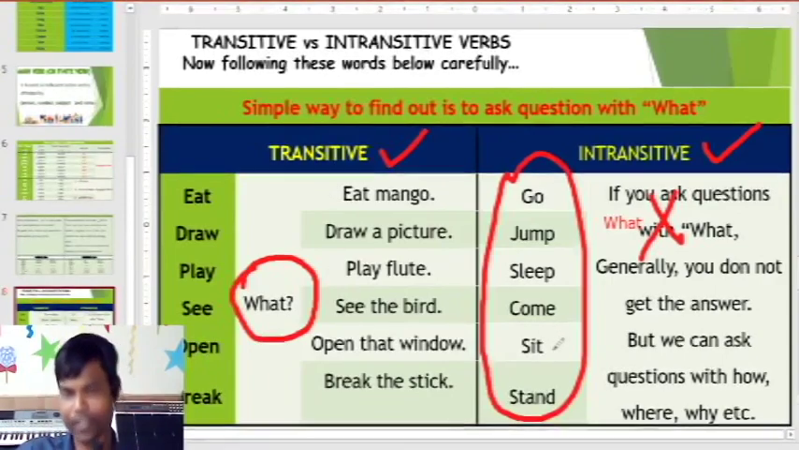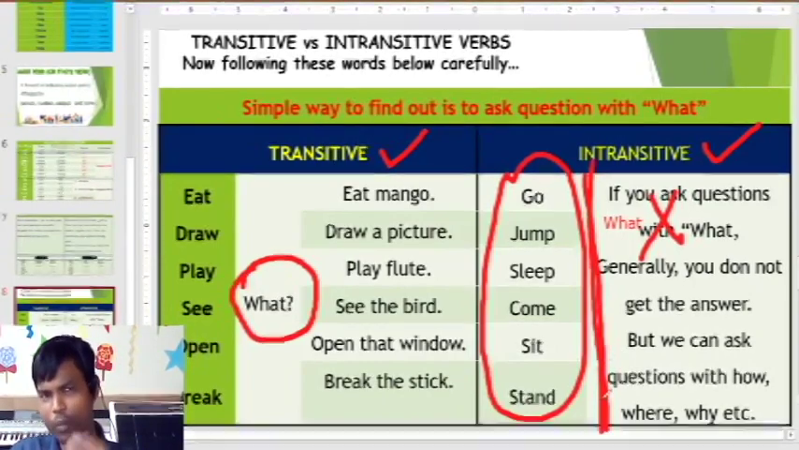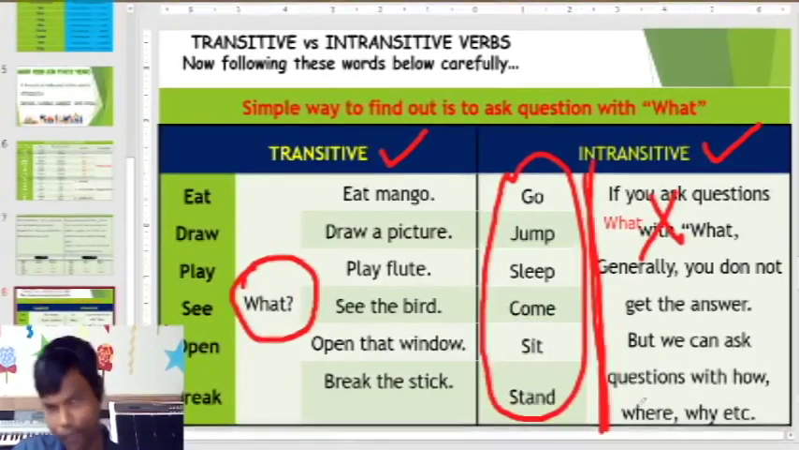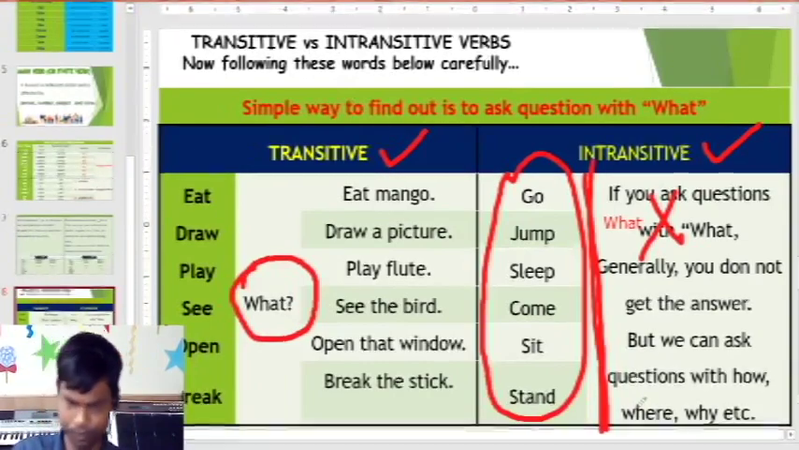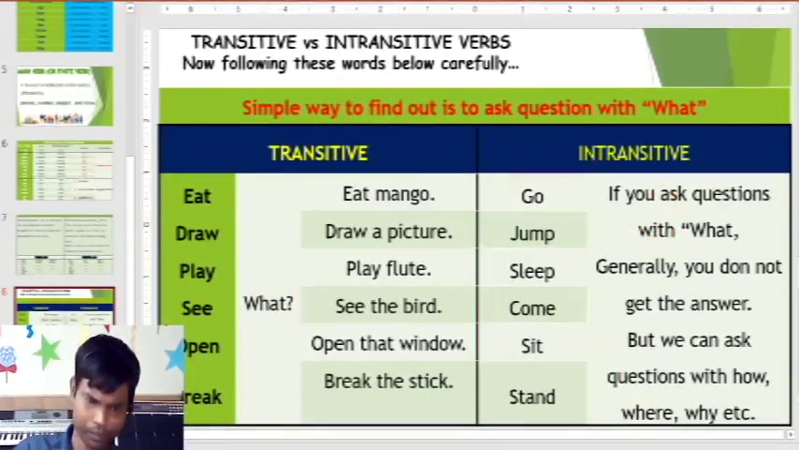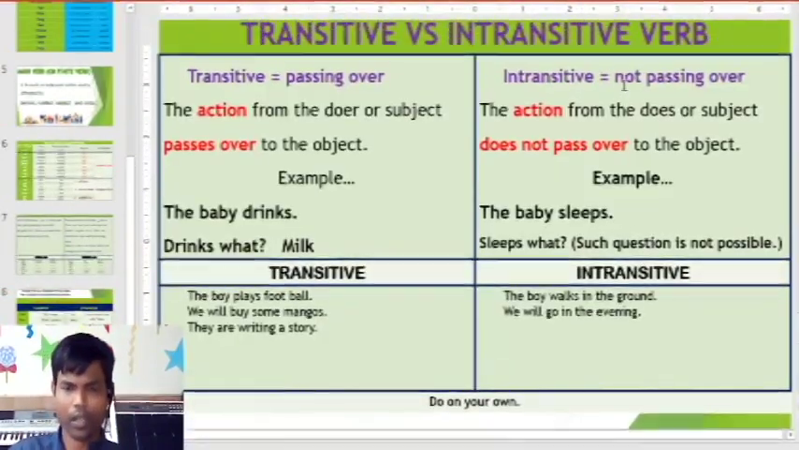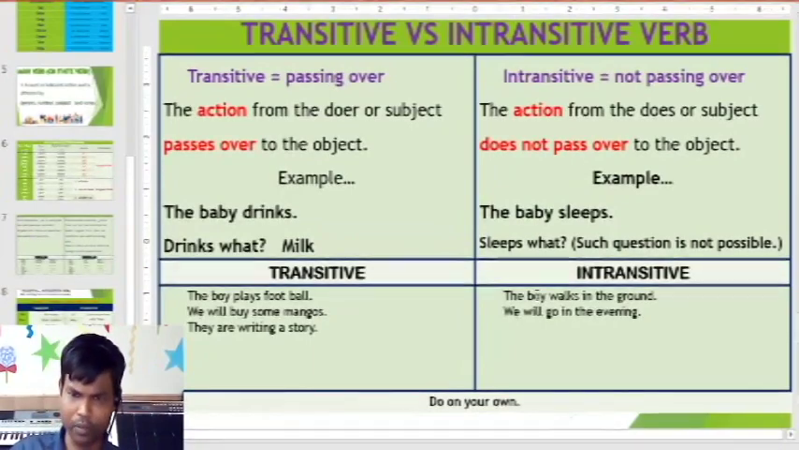Come, sit, stand, and all these I have just given. I'm not going to extend and explain word by word. By now, I'm sure you have understood them all. And again, if you have any doubt, do let me know in the comments below. Next is, again, just transitive and intransitive verb. Now, again, the same comparison. Transitive. Now, a little definition.